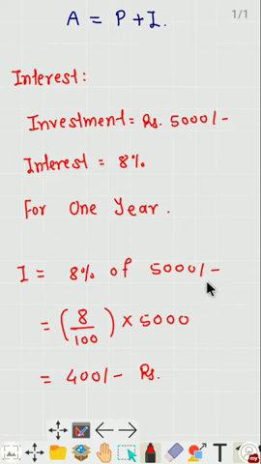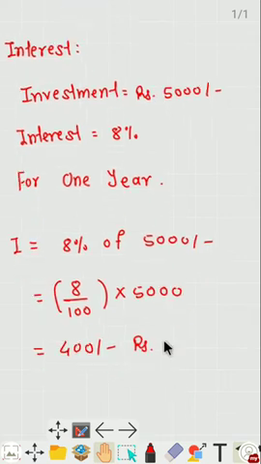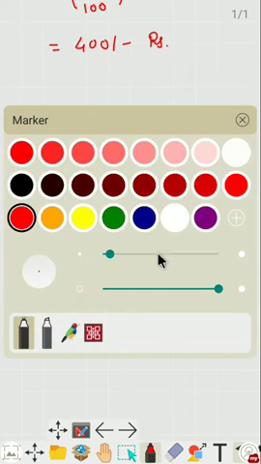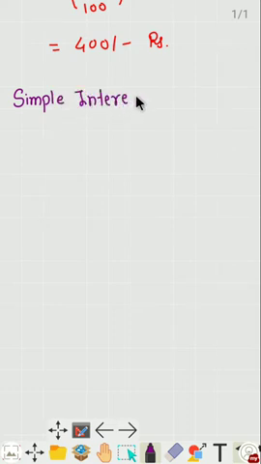Okay, now there are two types of interest. So let us write the types of interest. So there are two types of interest: simple interest and compound interest.